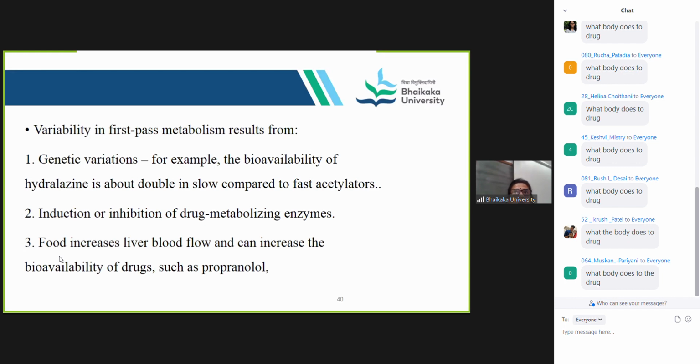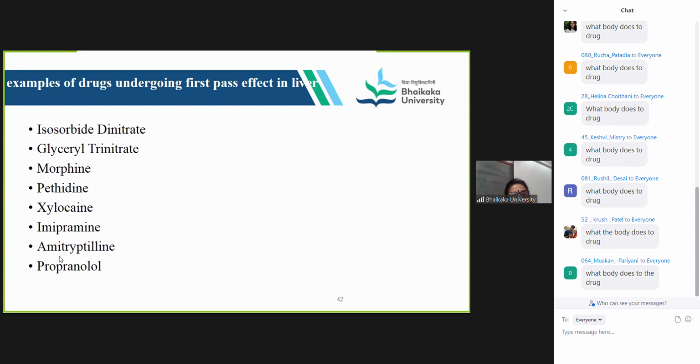So there is a simple statement: what is the relation between first pass metabolism and bioavailability? It is an inverse proportion. Where there is first pass metabolism, bioavailability will be less, and where there is none, there will be a high bioavailability. But all this depends on various factors: the genetic factor, the drug metabolism capacity factor, and food. So these are the impacts of first pass metabolism in relation to absorption.